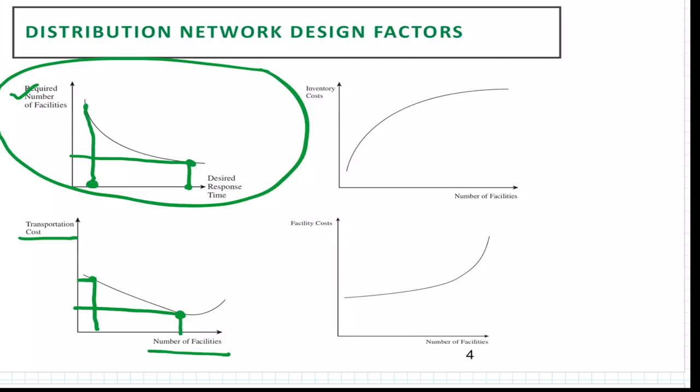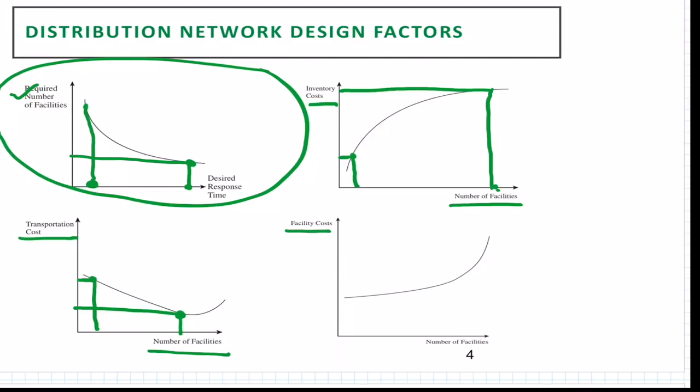Next one is inventory cost versus number of facilities. When the number of facilities is low, inventory cost is also generally low because inventory has to be maintained at only a few facilities. But if a business has more facilities in the supply chain, that will result in higher inventory cost because at each facility they have to maintain some amount of inventory.